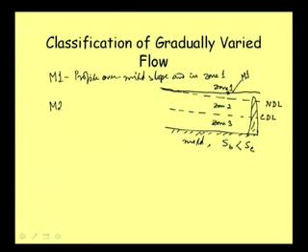Well, then we give another name called M2 profile. So, this M2 is, as you know, that if any profile occurs over mild slope and in zone 2, this profile will of course be a drawdown profile like this, but that will be coming later. But this profile we name as M2. So, M2 is the profile over mild slope and in zone 2.